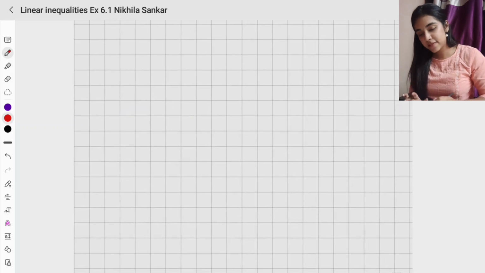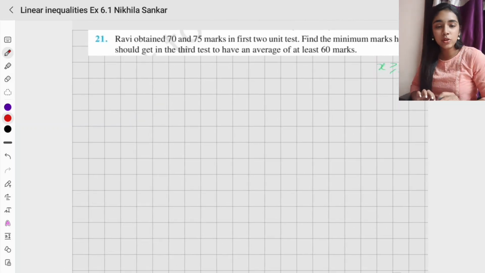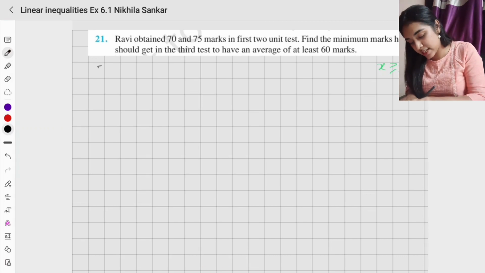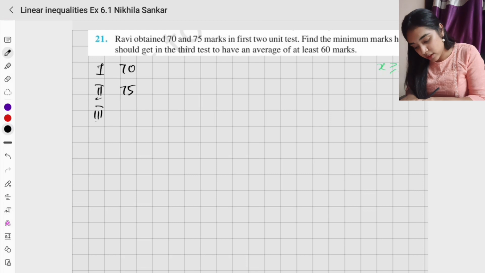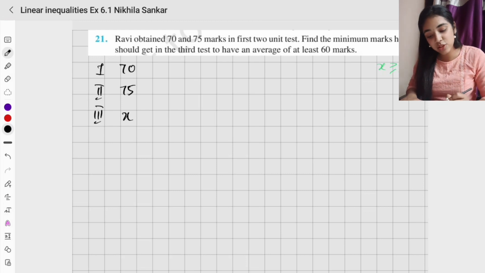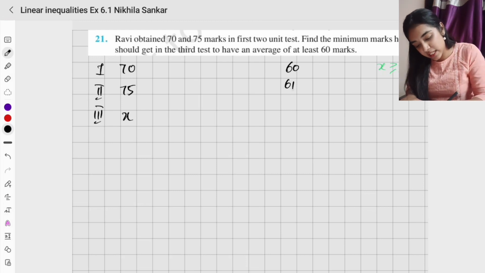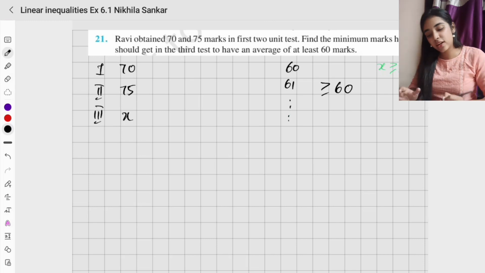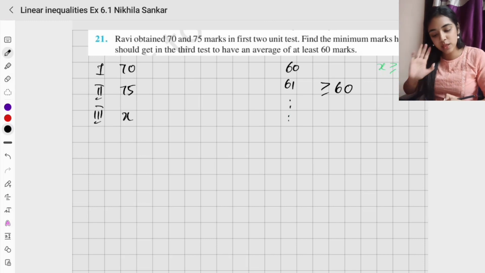Question number 21. This is very similar to the example question. First equation frame பண்ண தெரியணும். Equation கிடையாது, inequation. Okay. Ravi obtained 75 marks in the first unit test. So first testல 70. Second testல 75. Find the minimum marks he should get in the third test. Example question மாதிரியே தான். To have an average of at least 60 marks. At least 60 na 60 இருக்கலாம், 61 இருக்கலாம் and so on. So the condition is greater than or equal to 60. At least 60. 60 இருக்கணும். So equal to வரும்.